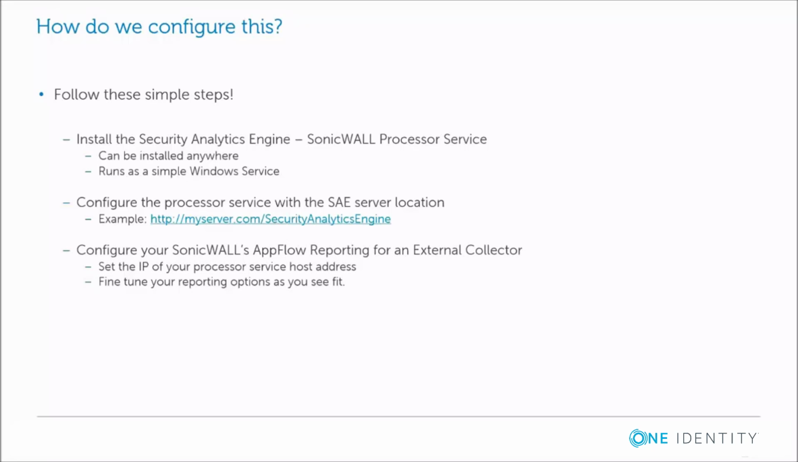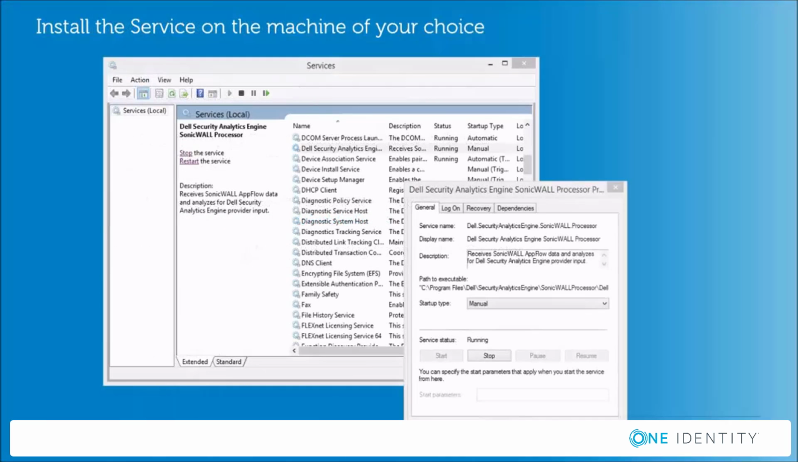Then you go over to SonicWALL, you open up AppFlow Reporting, and set up an external collector. It's actually really super simple to do, right? And the guide that we have is step by step and basically breaks it down into really clear steps. So what does it look like when you've got all the pieces put together?